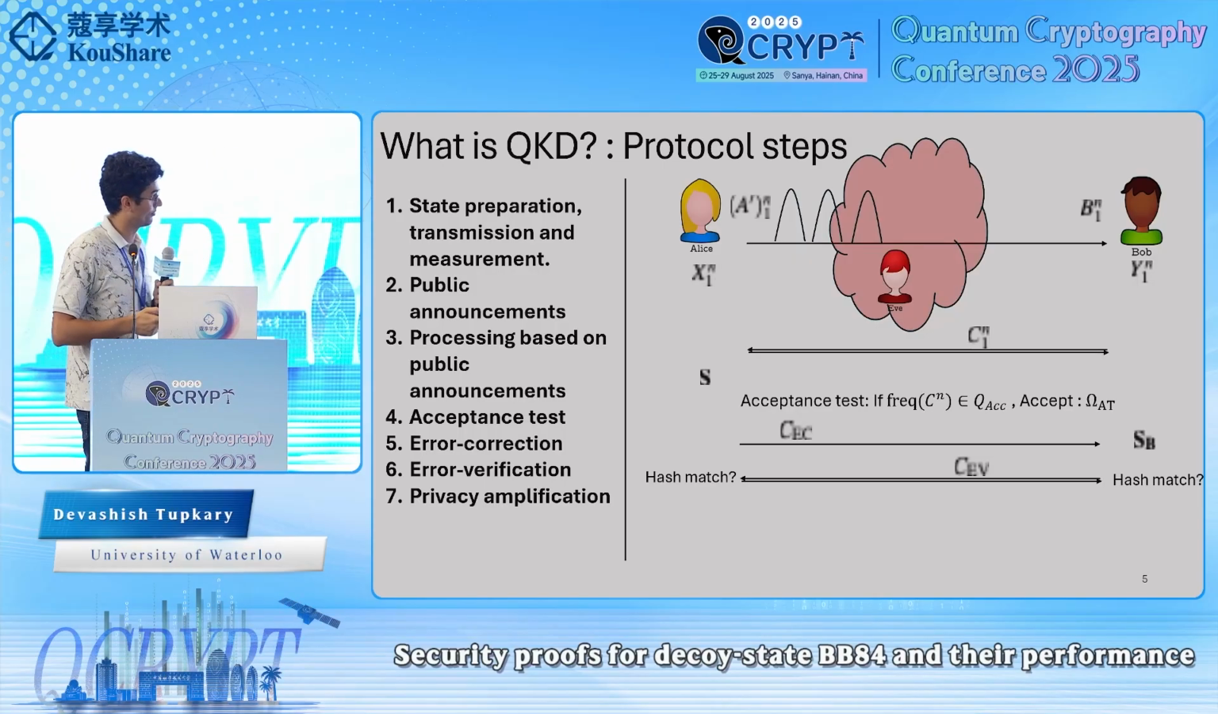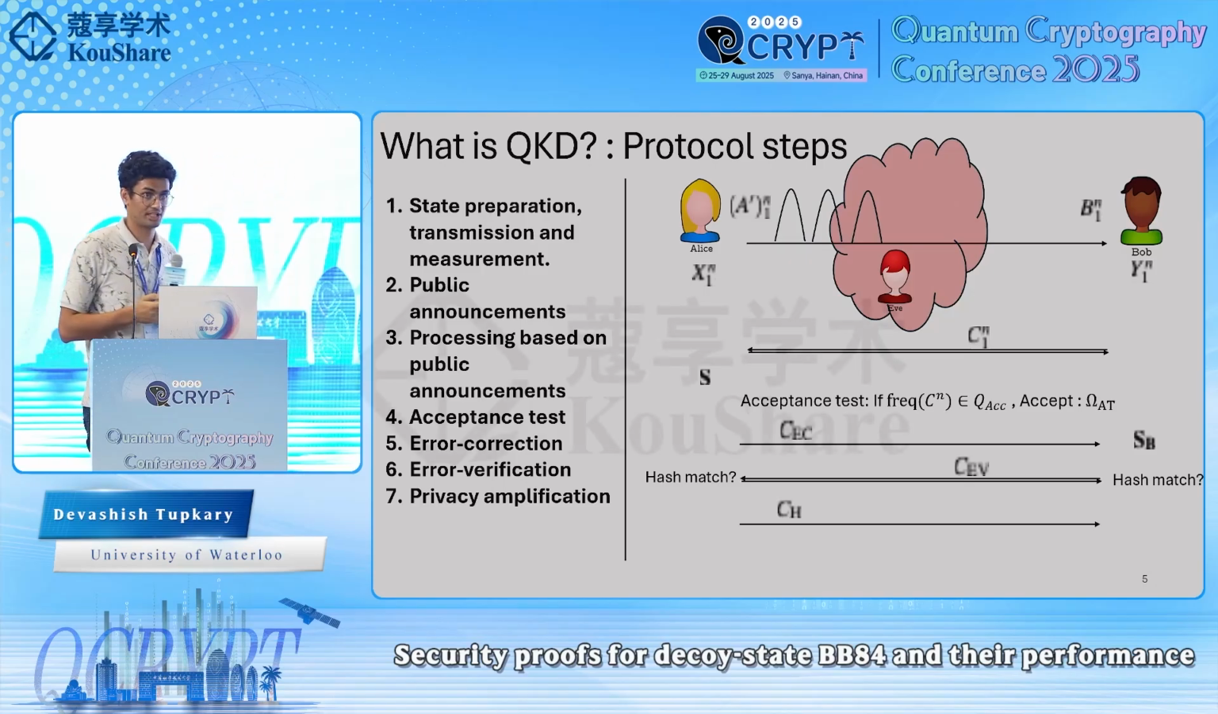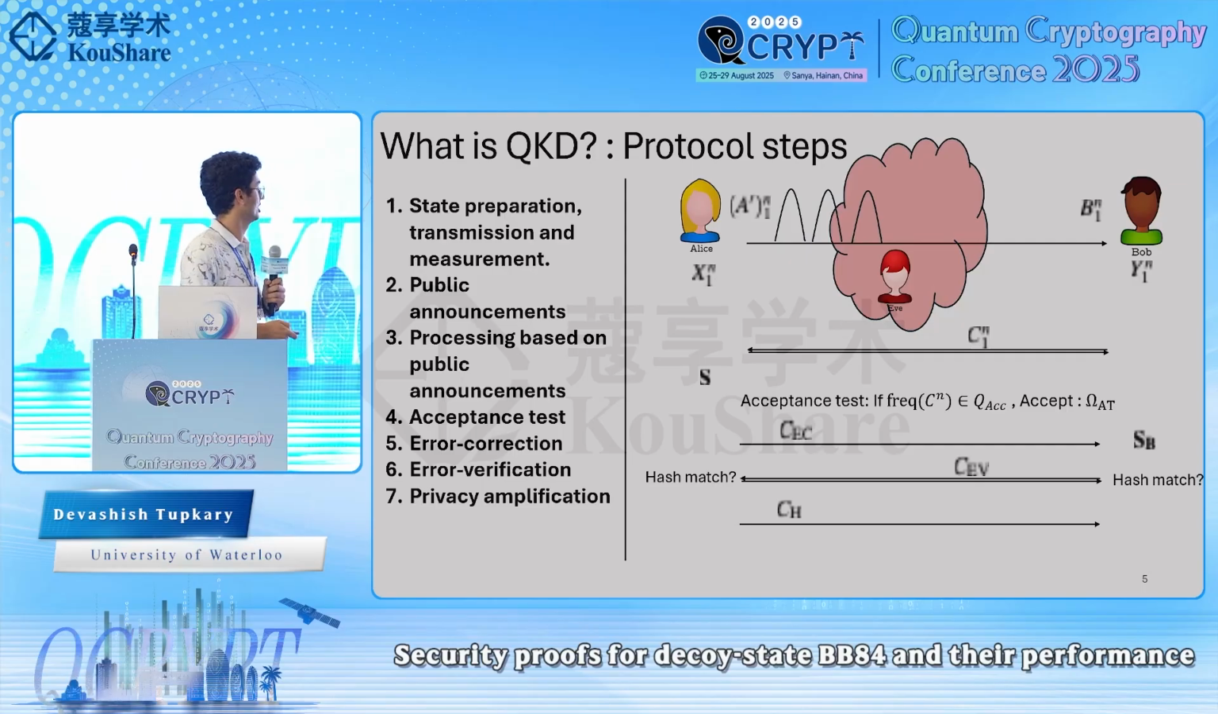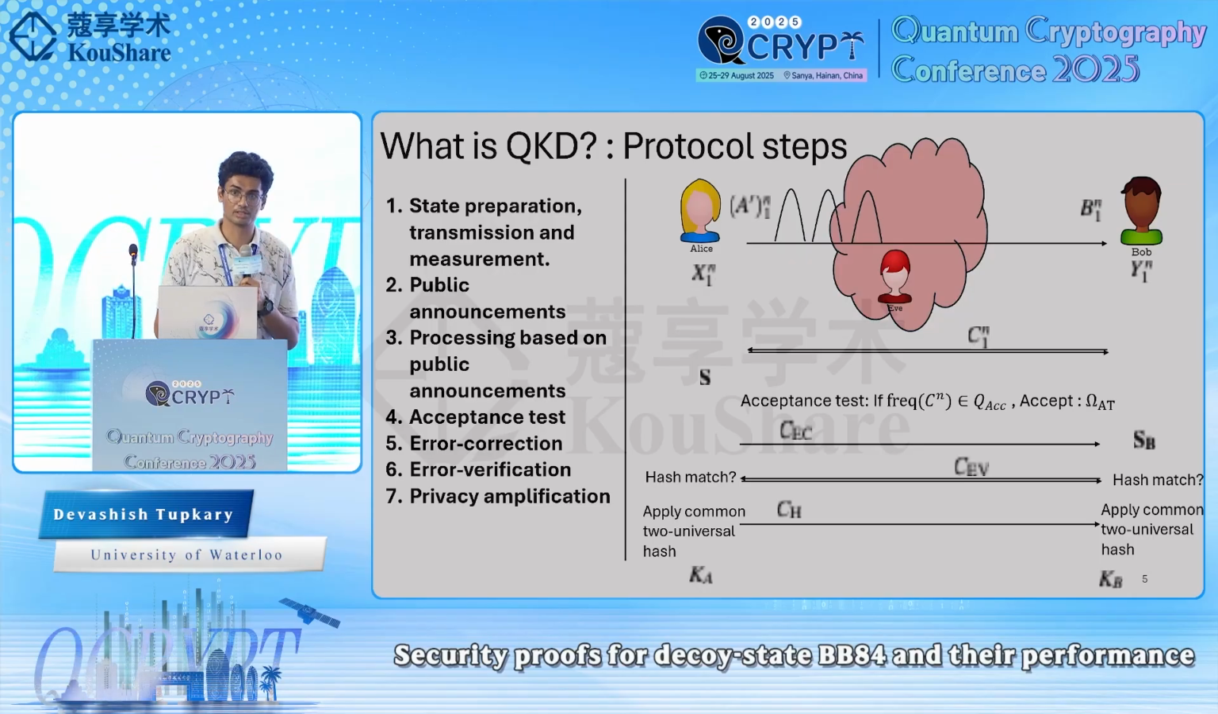As a final step, we have privacy amplification, where one of the two parties picks a random two-universal hash function, shares it with the other party. Both of them apply the same two-universal hash to their raw keys and produce the final output keys.